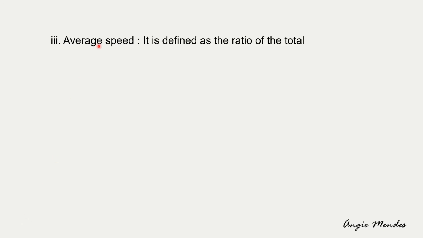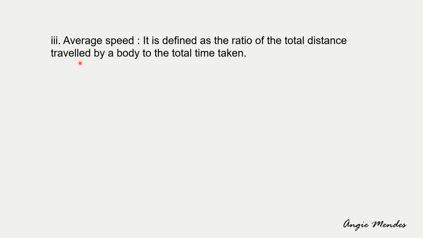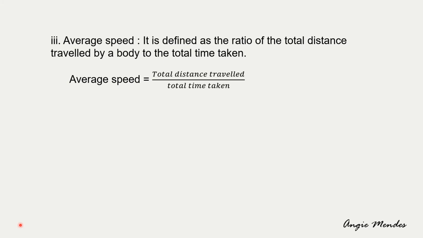This brings us to an interesting subtopic, which is average speed. Now how will we know what is the average speed of an object? The average speed of an object is defined as the ratio of the total distance traveled by a body to the total time taken. So average speed is equal to total distance traveled upon the total time taken.